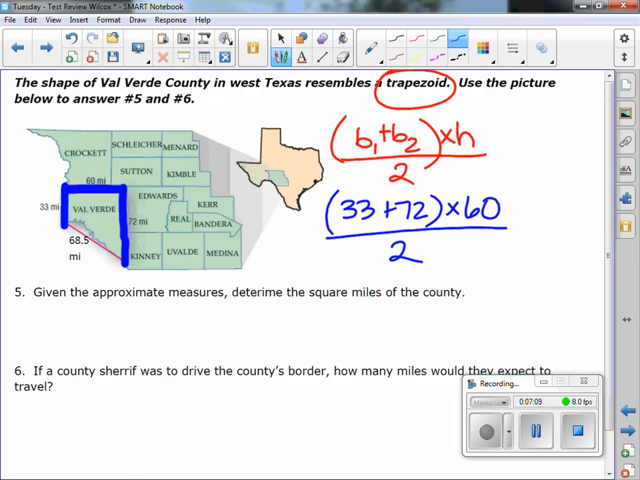When you do all that and apply that formula, you should get an answer of 3,150 miles squared, because it's area.